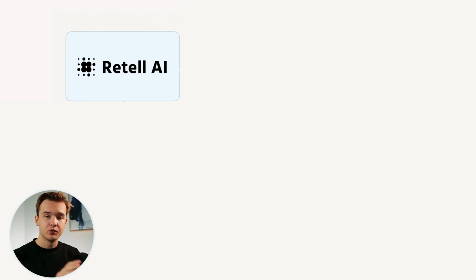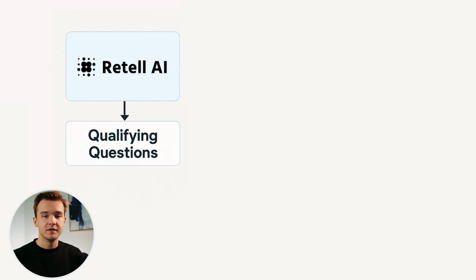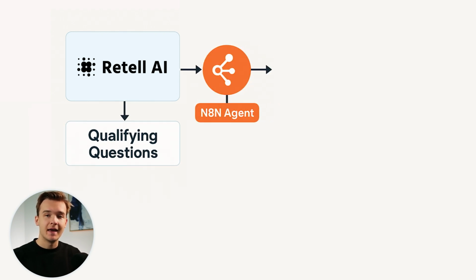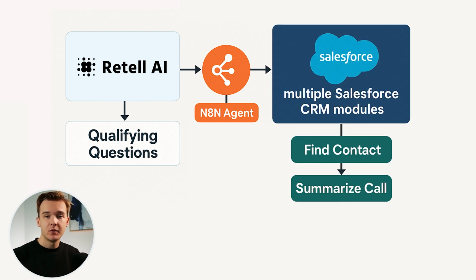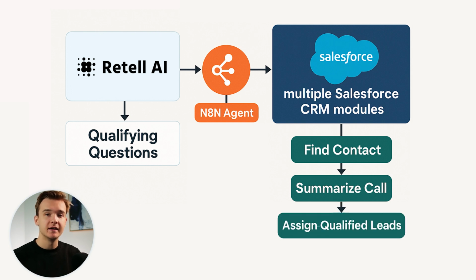This system will use Retell AI to ask qualifying questions, then hand the responses off to an n8n agent. That agent will then push the data into multiple Salesforce CRM modules, including finding the contact, summarizing the call, and assigning qualified leads to in-person events based on what they said.